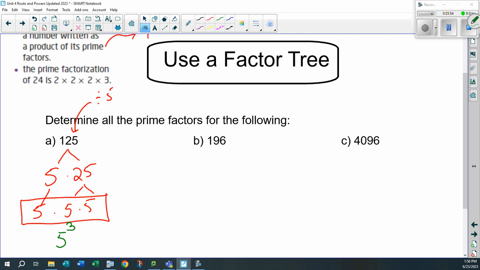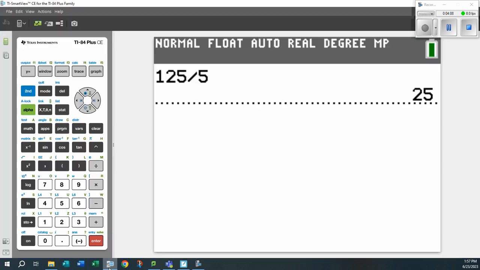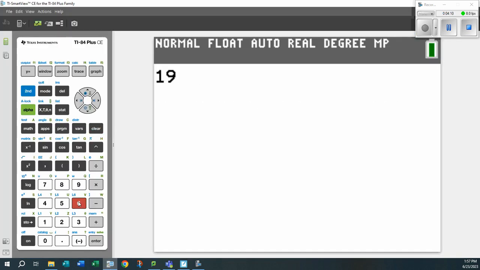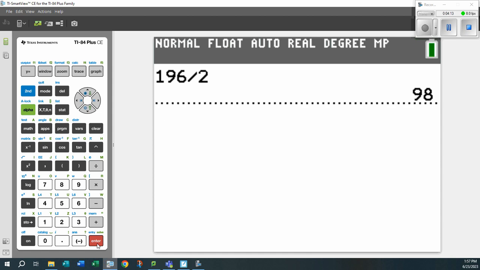Let's go to 196. And here's where a lot of people drive me crazy. I see people saying, well, that's an even number, we can divide this by 2. Well, let me show you something. 196 divided by 2, you're going to get 98, which again is an even number. See what I mean? So why just go with 2? If you divide by 2 and end up with an even number, you could have initially divided by 4. Watch this.